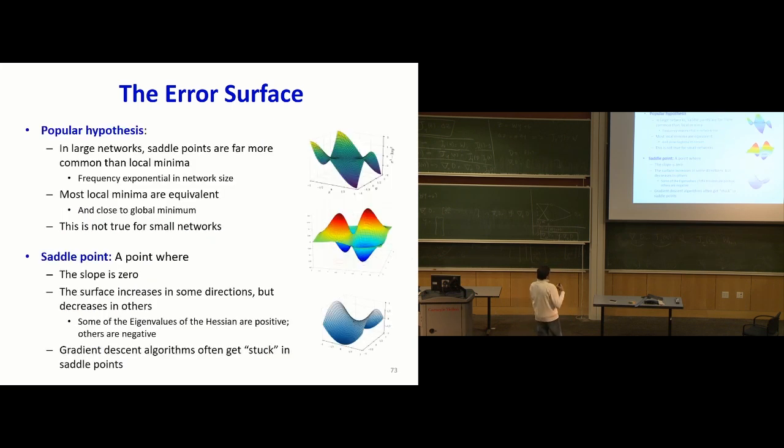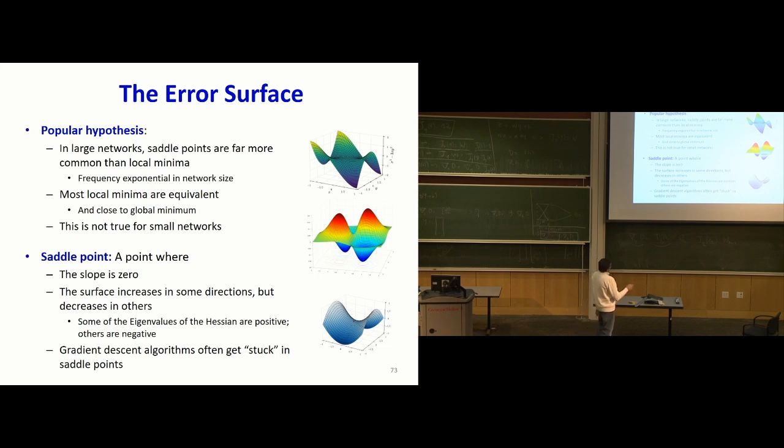So what does this error function actually look like? It turns out that in large networks, nobody really understands what this error function looks like. There are several hypotheses. One popular hypothesis is that you have many more saddle points of this kind. All of these are different instances of saddle points. Then you have local minima, and all of these local minima are somehow equivalent and close to the global minimum. And this only holds for large networks. It doesn't necessarily hold for small networks.